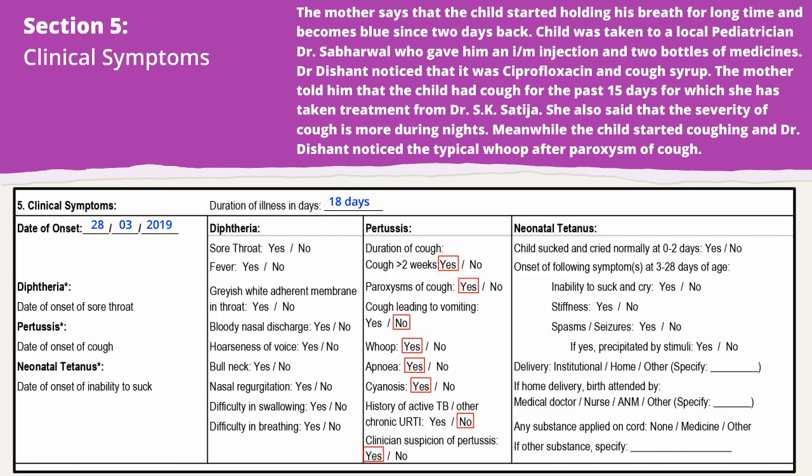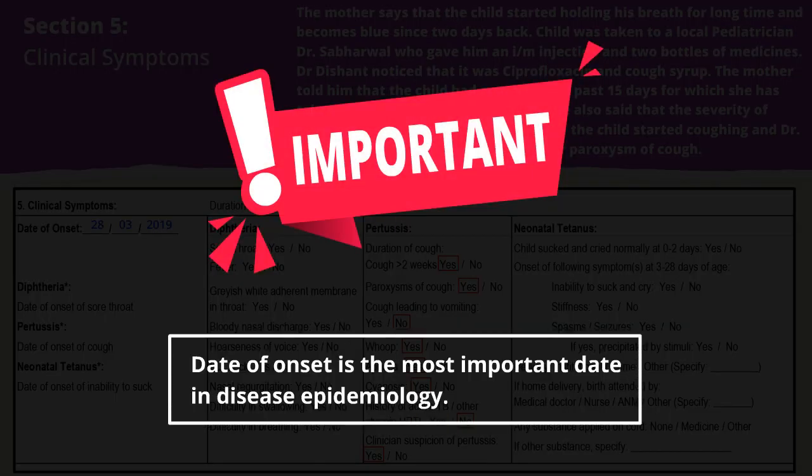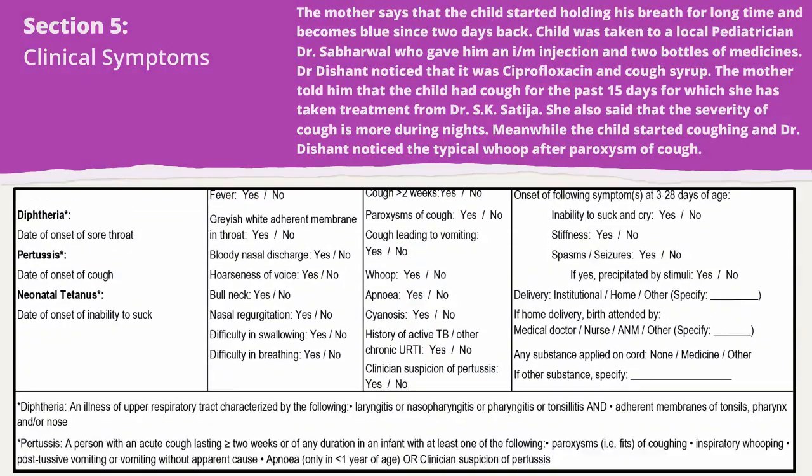18 days. Encircle yes for cough more than 2 weeks, paroxysm, whoop, apnea, and clinician suspicion of pertussis and rest as no. Similarly, in cases of diphtheria or neonatal tetanus, encircle the symptoms based on history. Always remember that date of onset is the most important date in disease epidemiology and must be elicited correctly.